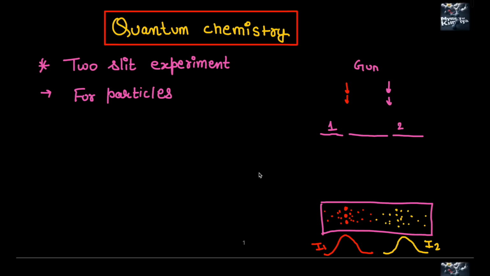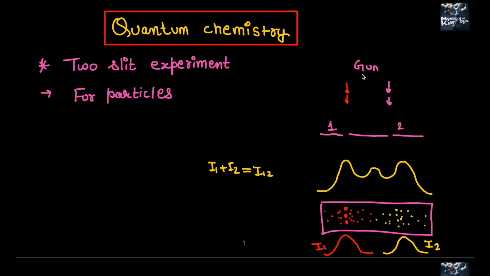But what happens when both slits are open? We can easily say that the intensity I12 would be equal to I1 plus I2, and the intensity curve would look like this. Rough diagram, but I hope you can understand. So more of the intensity will be in front of each slit, and less intensity will come in the center of the screen. So this is the nature when we do the two slit experiment for particles.